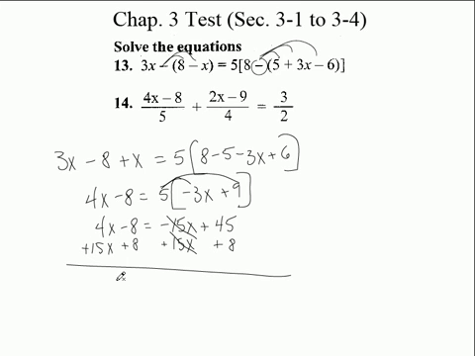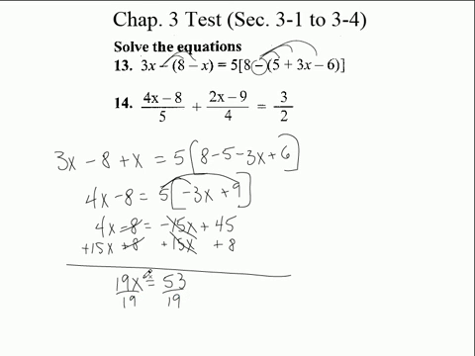4 plus 15 is 19x. Those added up to 0. Those canceled out as well, added up to 0. And this is, let's see, what's that, 53? Okay. And divide both sides by 19.